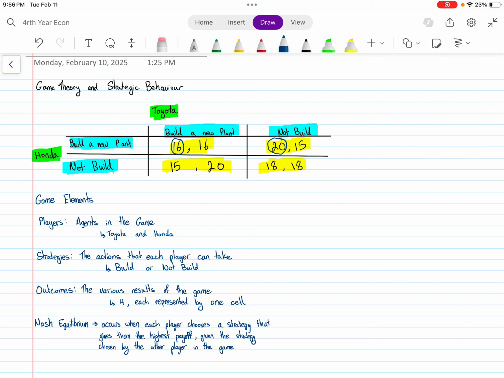Now let's do the same thing for Toyota. If Honda decides to build a new plant, Toyota is deciding between 16 and 15. And since 16 is higher than 15, Toyota will build a new plant. And if Honda decides not to build a new plant, then Toyota is either going to build a new plant or not build a new plant. And since 20 is greater than 18, they are going to build a new plant.